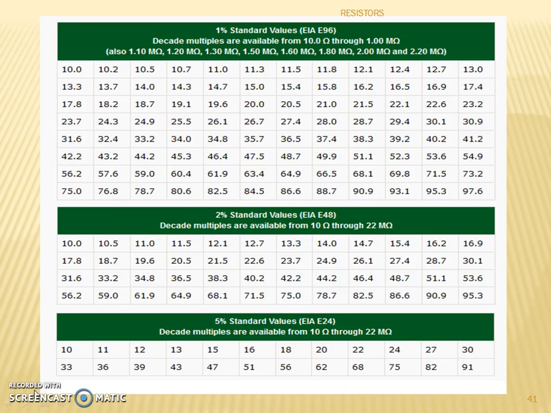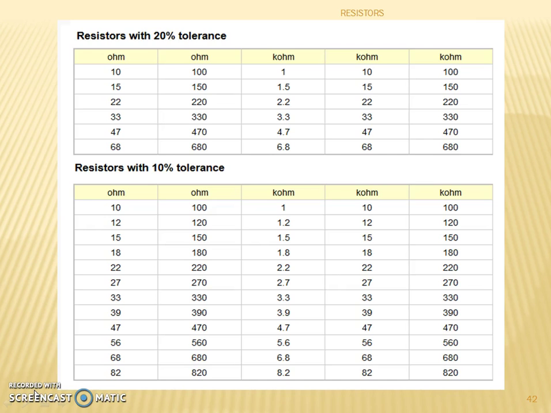Check in the 1% table and find the nearest value to 355. The nearest value to 355 is 35.7. So select it and multiply it by 10,000 to get 357 kilo ohm, which is the standard value to be used. This is a 1% table from which we got that value. Similarly, this is a table for the resistors with 20% tolerance and the resistors with 10% tolerance.